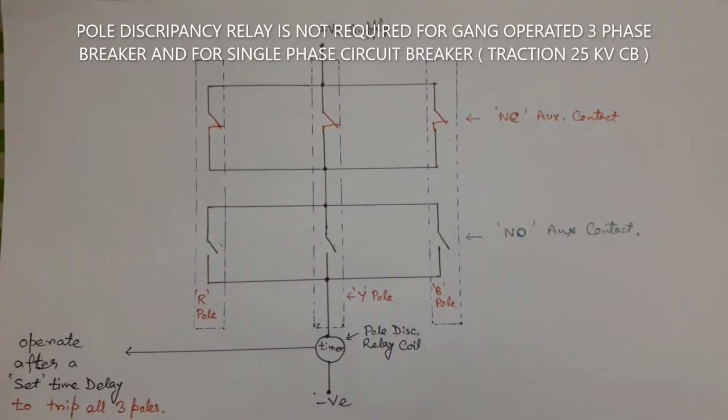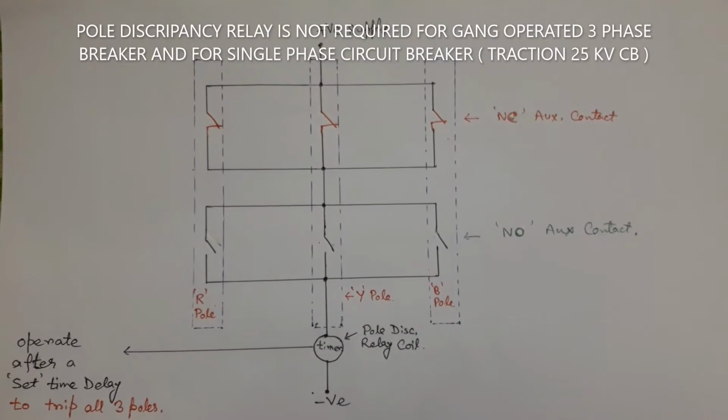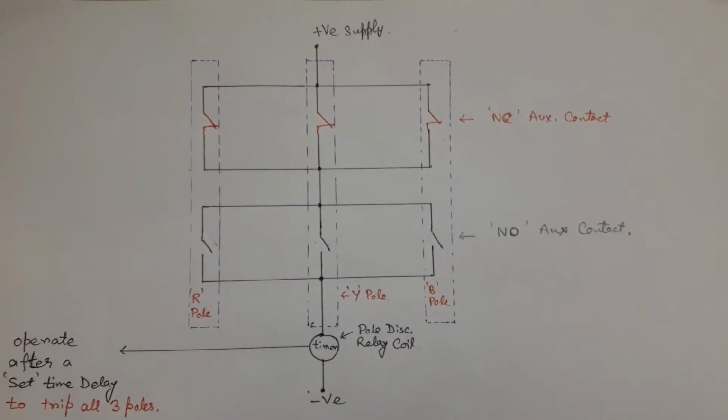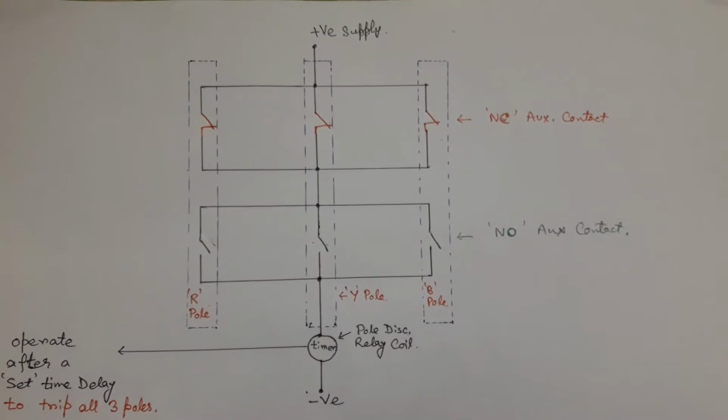Pole discrepancy is a time delayed relay, and in this drawing we will study how it can protect the power system from severe unbalanced load occurring due to maltripping of any one or two poles of a 3-pole circuit breaker.